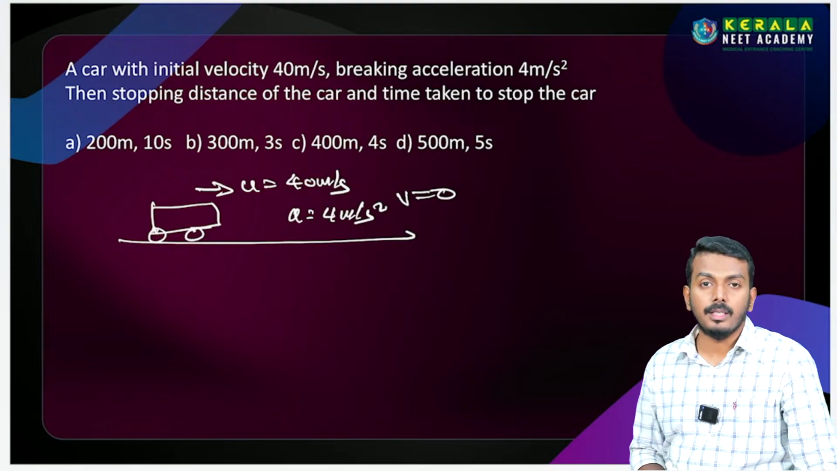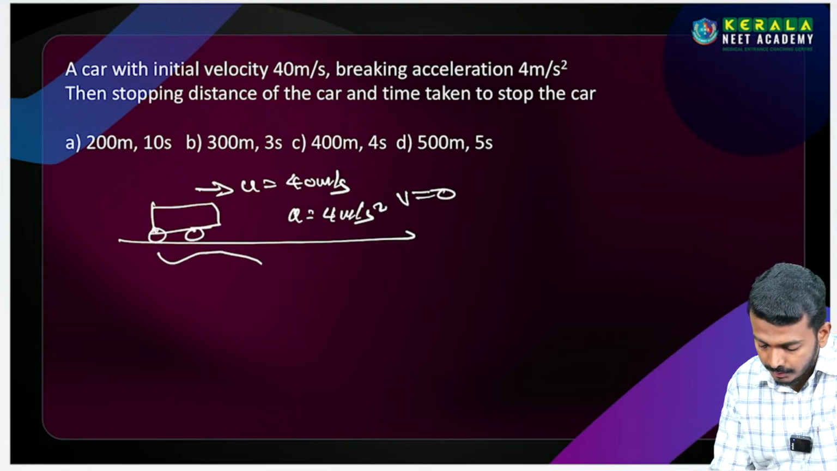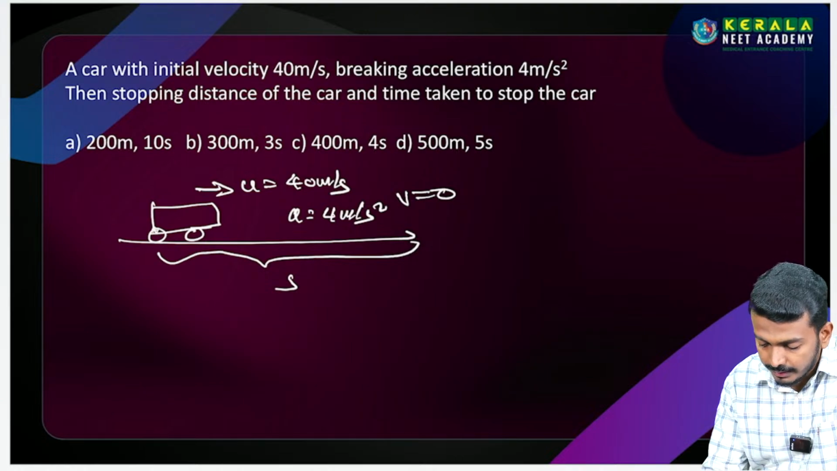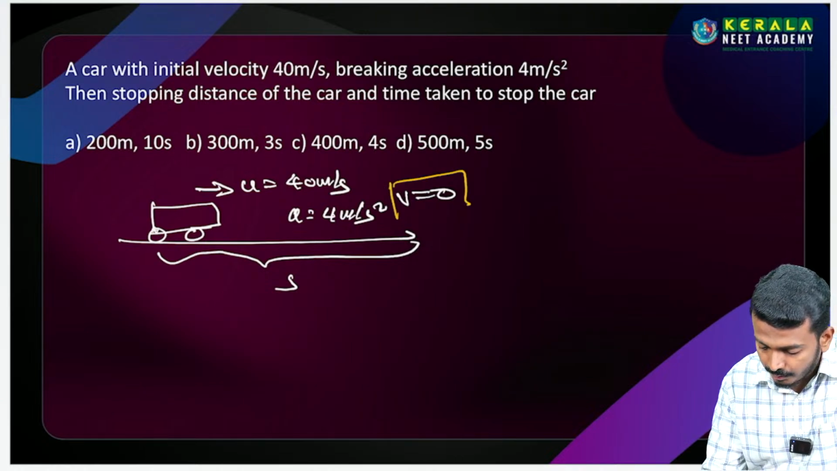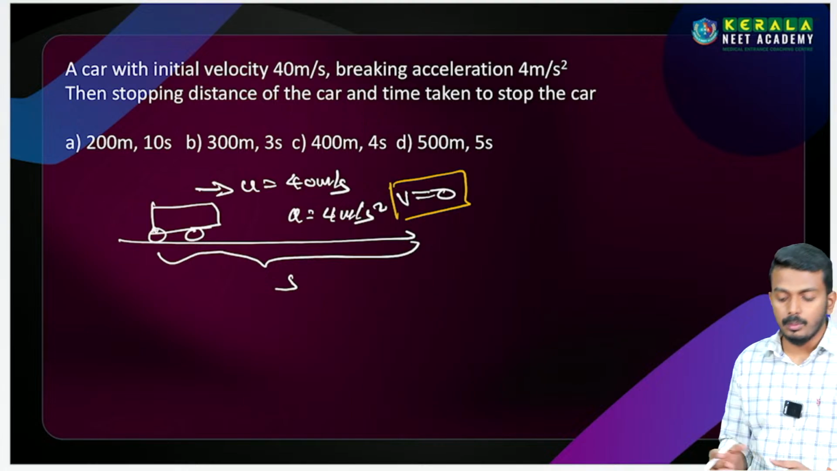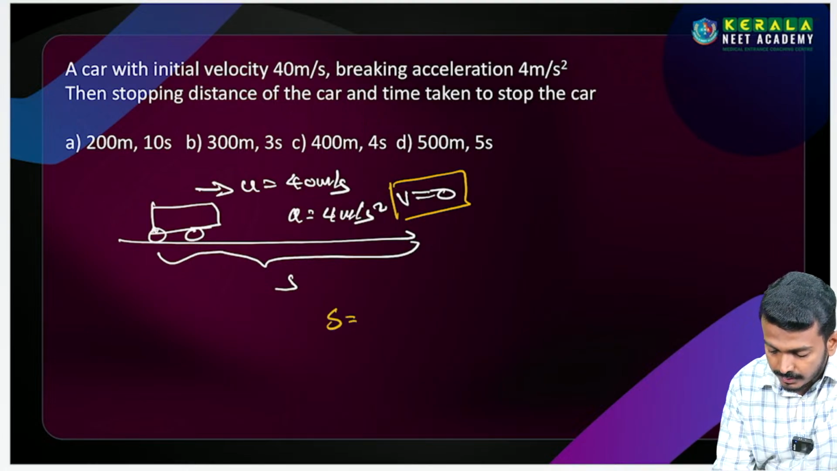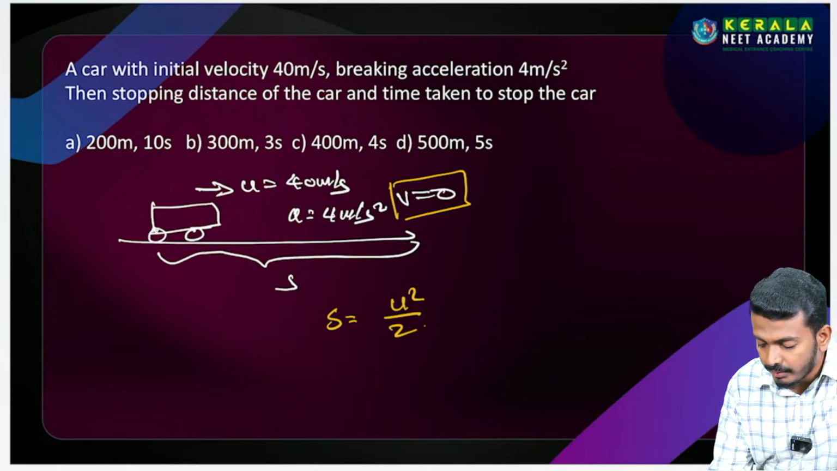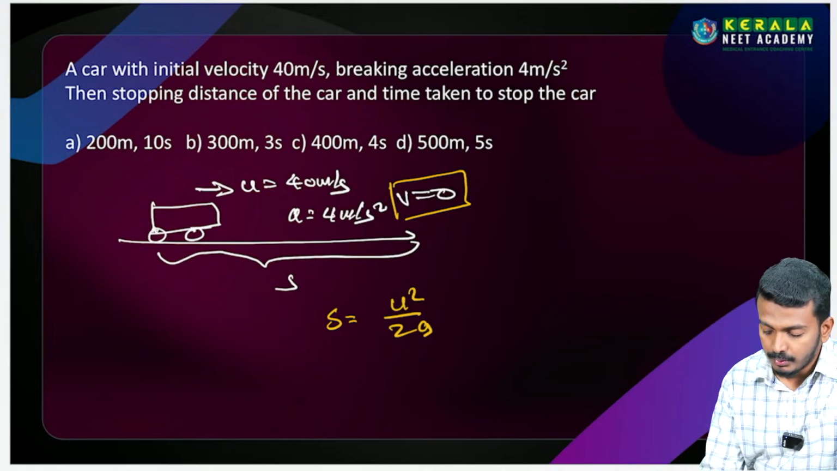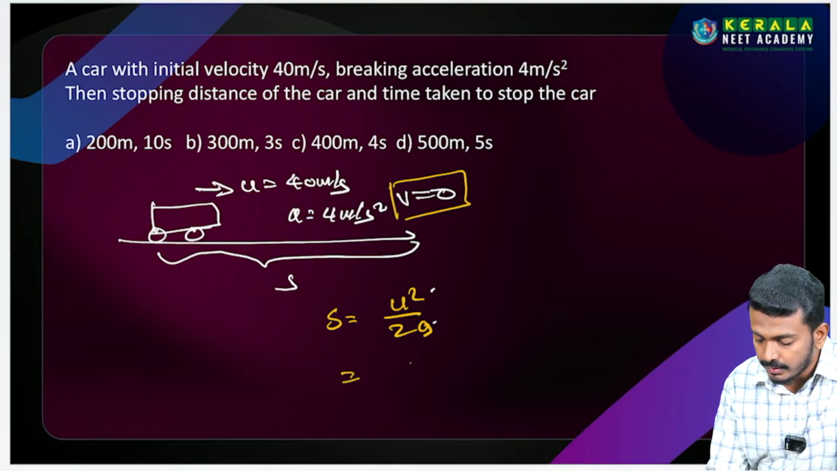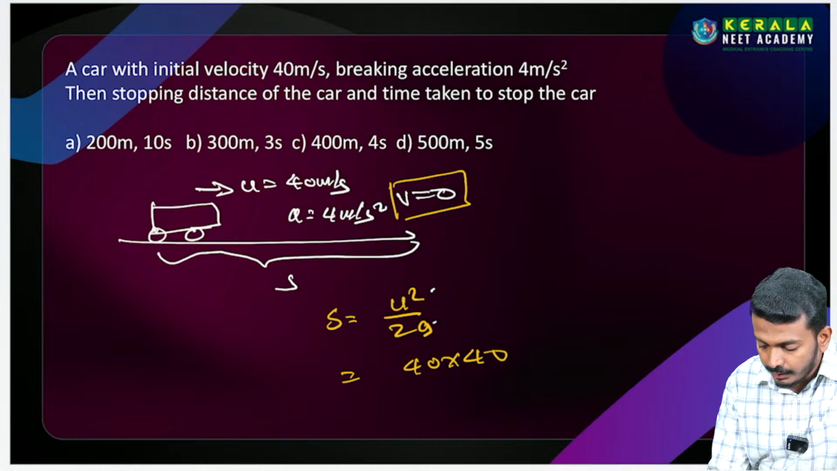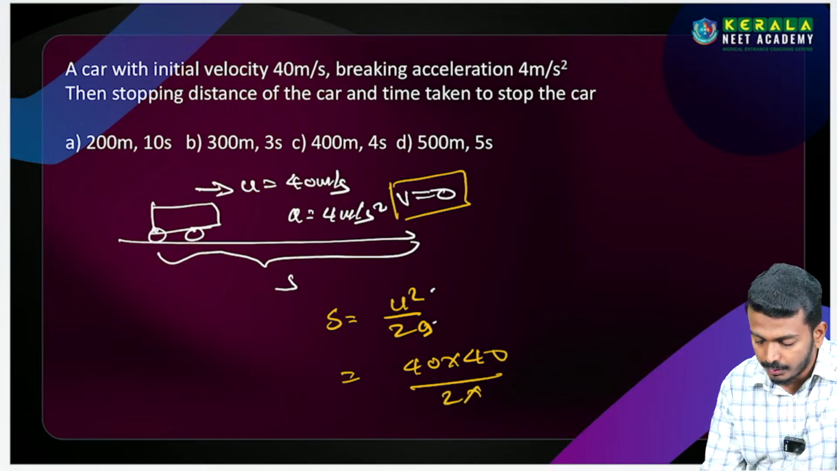Then what is the first question? Stopping distance. Final velocity of the body 0 means you can apply our shortcut. What is the shortcut for distance? S is equal to U square divided by 2A. Why? You know the initial velocity and acceleration. What is the initial velocity? 40 into 40 divided by 2 into, what is the acceleration given in the question? 4.